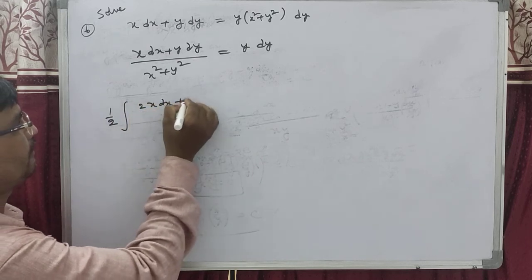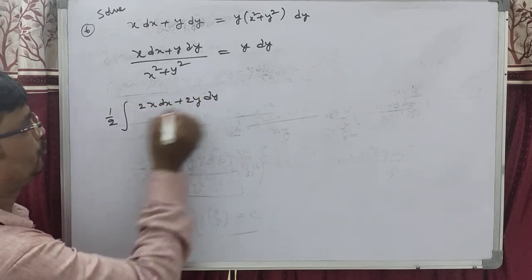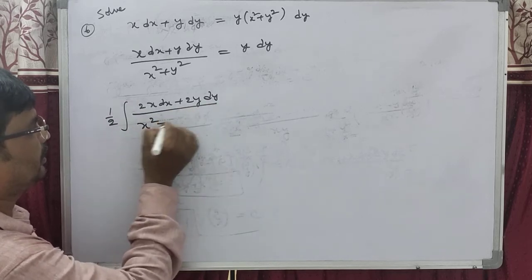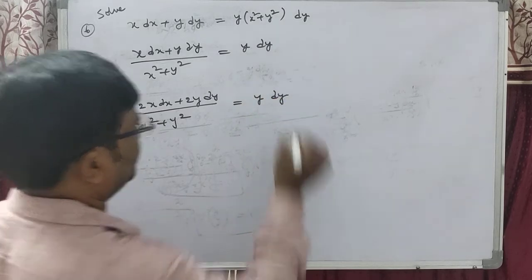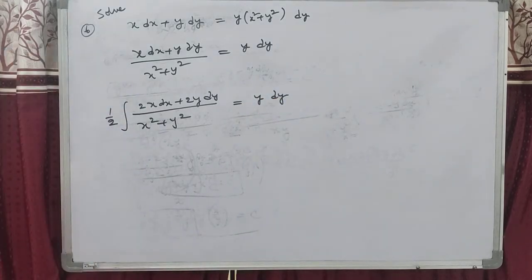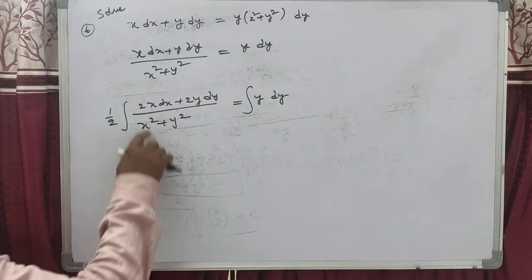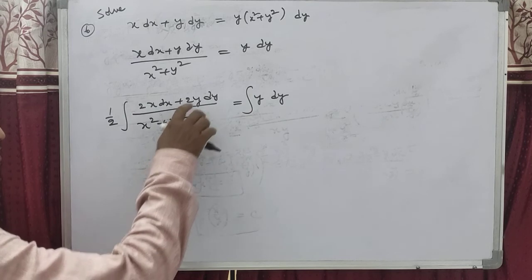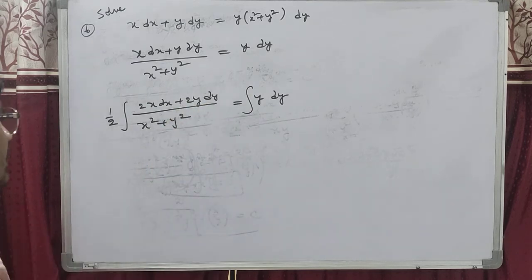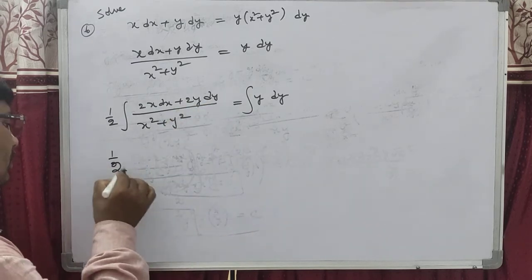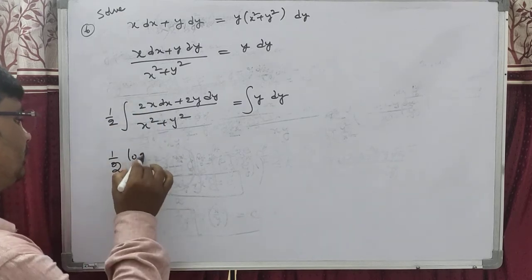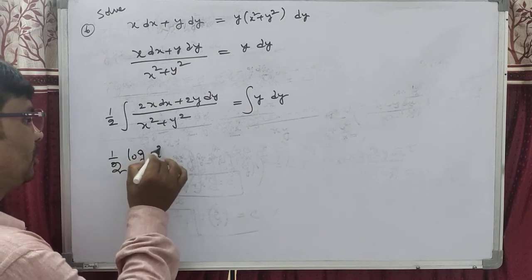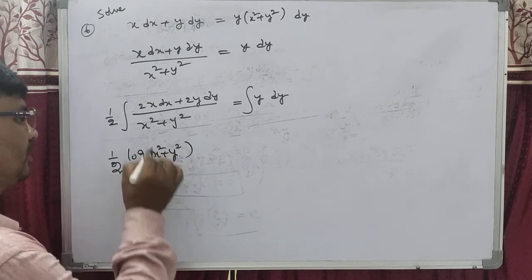You can multiply and divide by 2, so we have 2x dx plus 2y dy upon x square plus y square equals y dy. Applying integrals on both sides, the derivative of x square is 2x dx and the derivative of y square is 2y dy. This is in the formula f dash of x by f of x, which gives log mod of f of x. This can be written as log mod of x square plus y square.